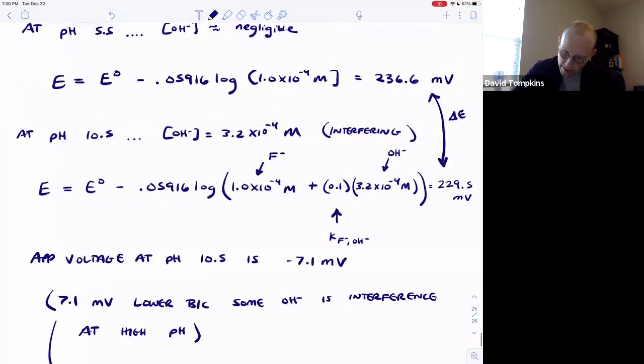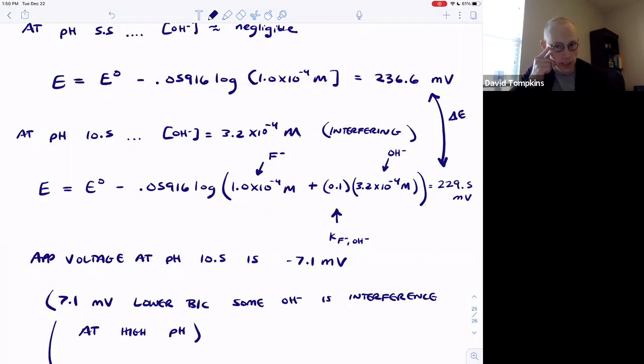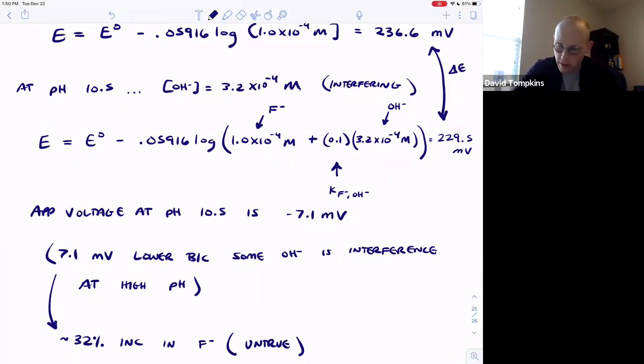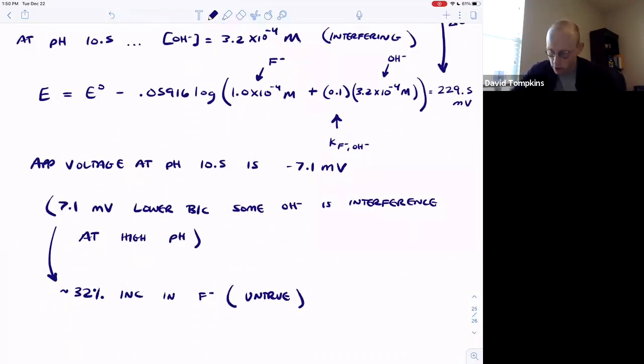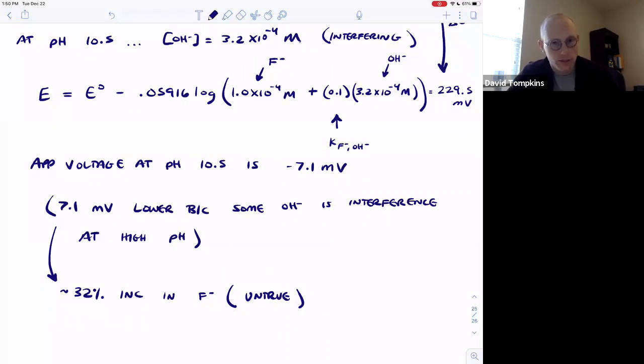We've kept the fluoride concentration fixed at 1 times 10 to the negative 4 molar. It should have the same potential reading, or the difference in volts between the measurements at 2 different pH values should be 0 if we haven't changed the fluoride concentration. But in reality, the ion selective detector or electrode does not work perfectly. No single ion selective electrode is completely selective. But if you have large concentrations of interfering ions, then you'll get a difference in potential, and that difference in potential leads to inaccuracies, or would make one think that we actually have a 32% change in the fluoride concentration.